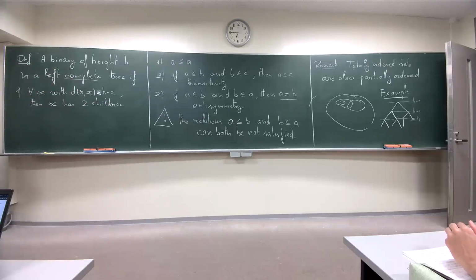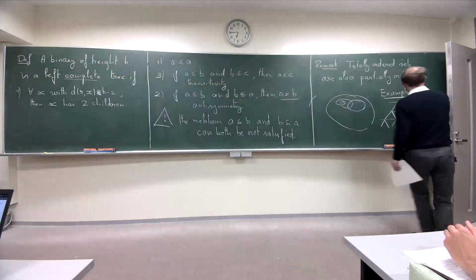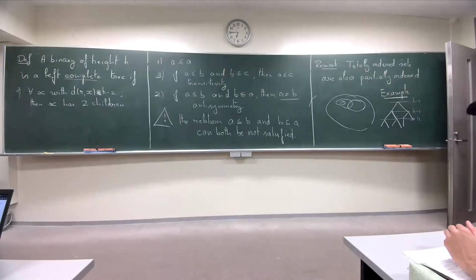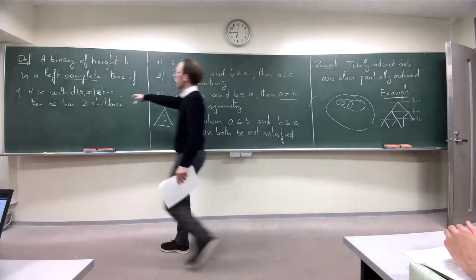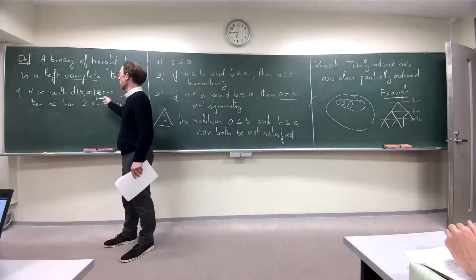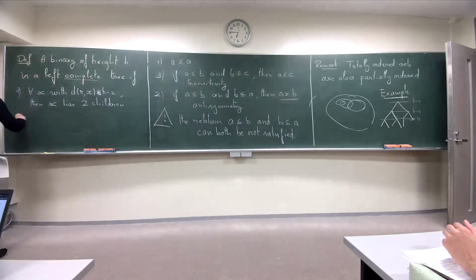So the first condition says until the h minus 2 level, it's complete. You have always 2 children. For any distance smaller than h minus 2, x has always 2 children. It's complete at least until h minus 2.